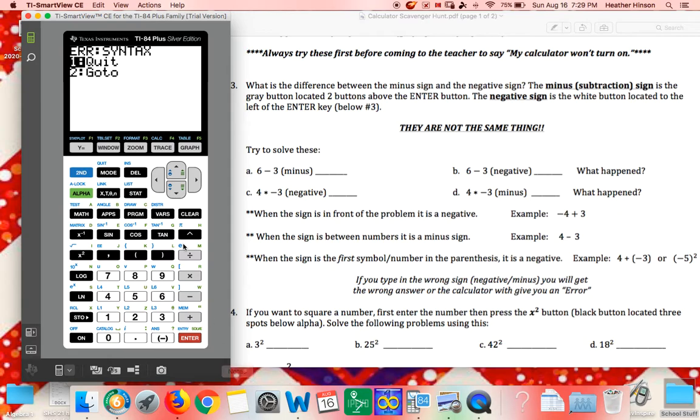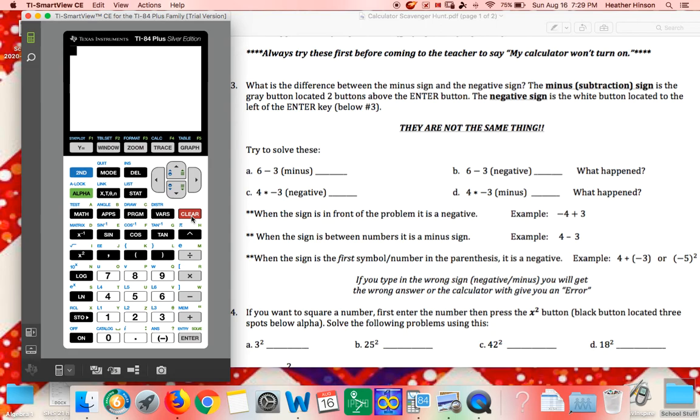Now, there are easy ways to tell which one is which when you're looking at the problem. If your sign is in front of the problem, it's a negative. So if it's the very first thing in your problem, it's going to be a negative sign. So this is negative 4 plus 3. That gives you negative 1. If you accidentally put minus 4 plus 3, when you hit minus, it's going to pull up answer. Answer right here means it's going to take whatever you have before that and subtract the 4 plus 3. And it's going to give you a completely different answer.